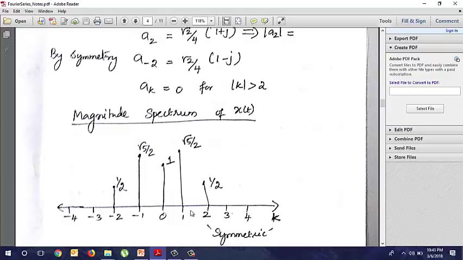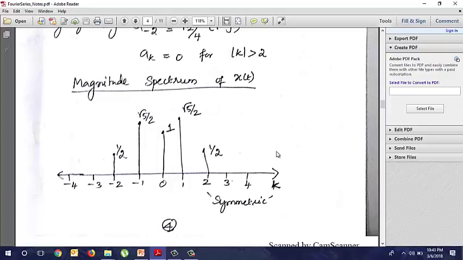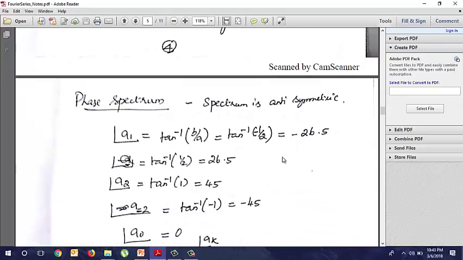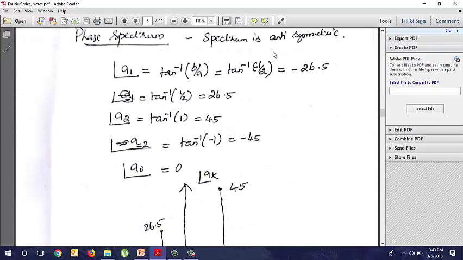This means for the DC value, for frequency equal to 0, its magnitude is 1. For frequency equal to omega naught, you have this magnitude, and for frequency minus omega naught, you have the same magnitude, so the magnitude spectrum will be symmetric. Similarly, you can find out the phase spectrum. It will be antisymmetric. Angle of a1 will be tan inverse of b by a, so tan inverse of minus 1 by 2.